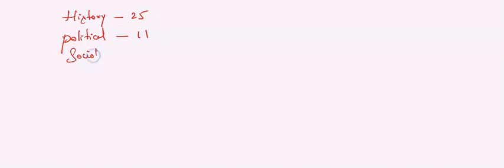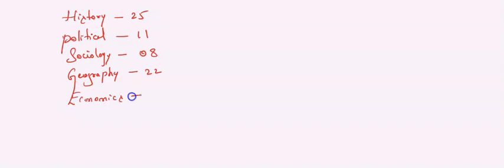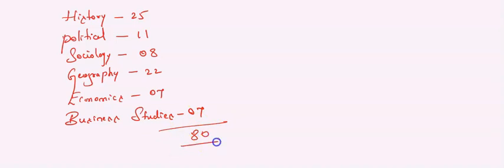As I hope you all know, here is the analysis of the pattern of your entire social science final board question paper. From history you will get a total of 25 marks. From political science you will get 11 marks. From sociology, 8 marks. Geography, 22 marks. Economics, 7 marks, and business studies, 7 marks. So this is the complete overview for the 80 marks question paper.